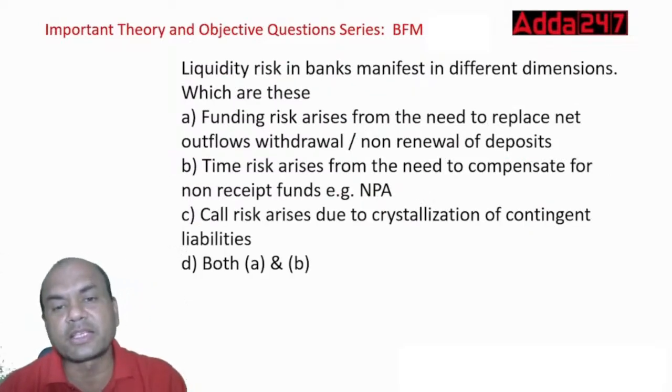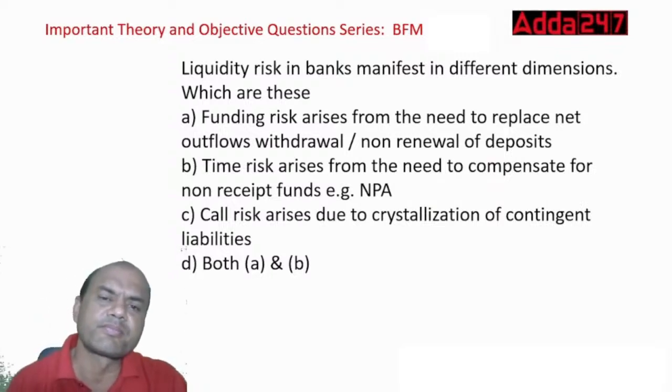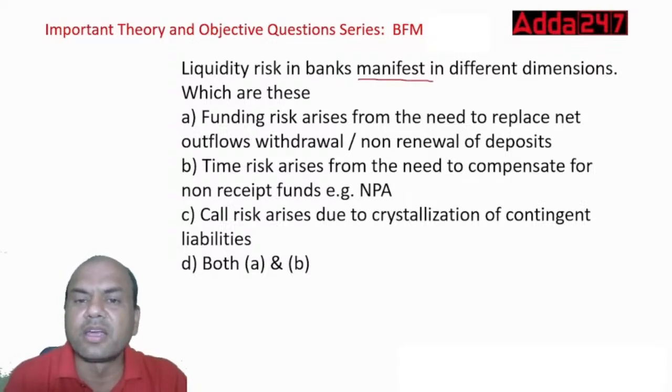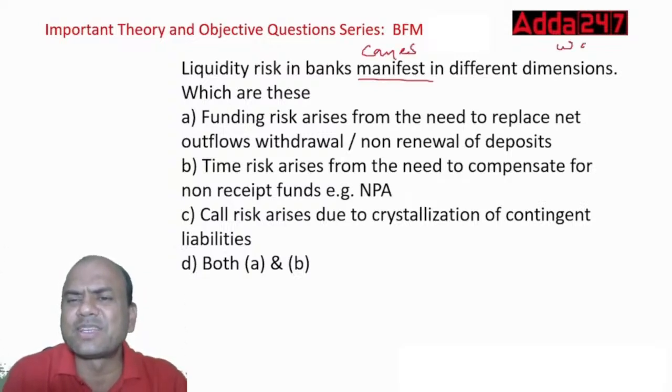Liquidity risk in banks manifests in different dimensions. Which are these? What do you mean by this? Manifest means comes. It comes in various ways. Dimensions means ways. Let's keep words simple, isn't it? So liquidity risk in banks comes in different ways. What are these?